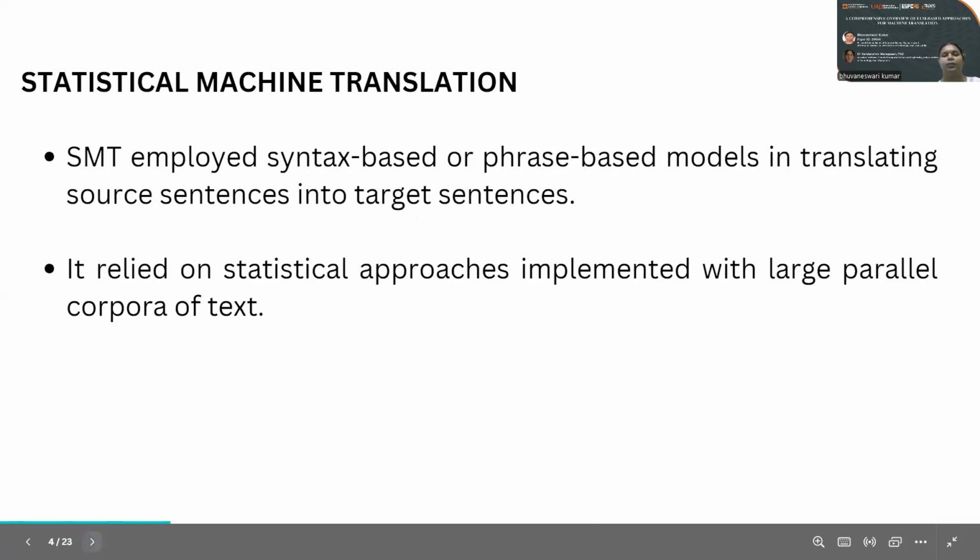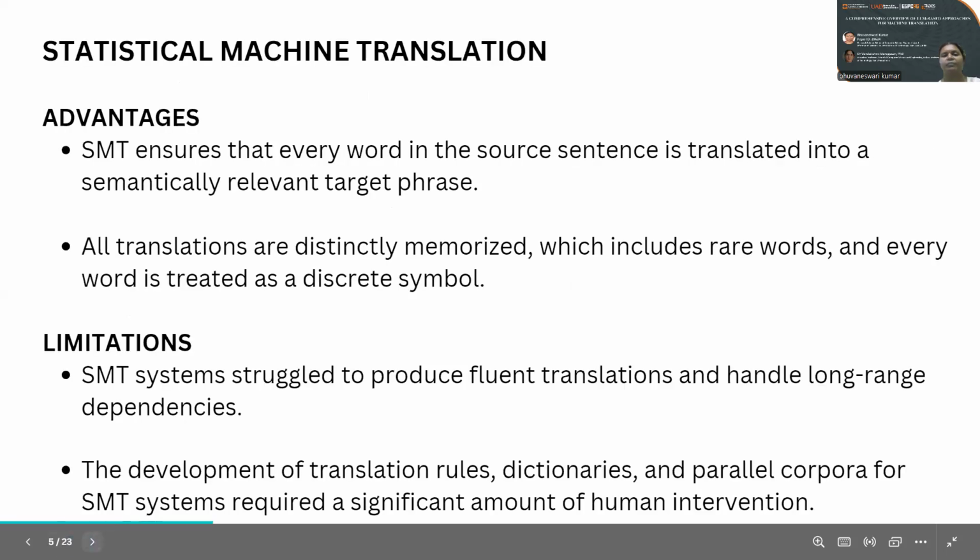And then statistical machine translation. Statistical machine translation employs syntax-based models in translating source sentences into target sentences. So this relies on statistical approaches with large parallel corpora of text. The major advantages of SMT include that it ensures every word in the source sentence is translated into a semantically related target phrase. So here, all the translations are distinctly memorized. That includes rare words, and every word is treated as a discrete symbol.